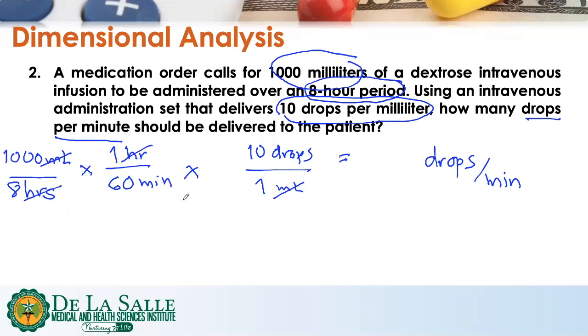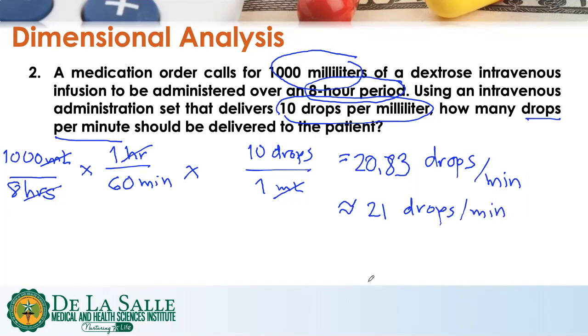And that will give us an answer that is equivalent to 20.83 drops per minute. Now, we can approximate this value to 21 drops per minute because logic tells us that there can only be whole number of drops.